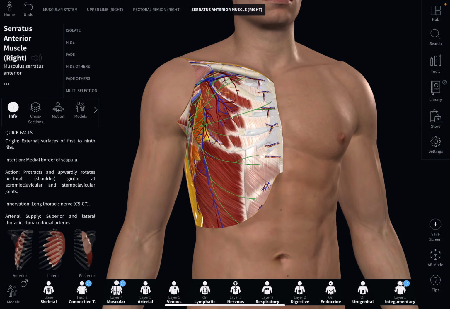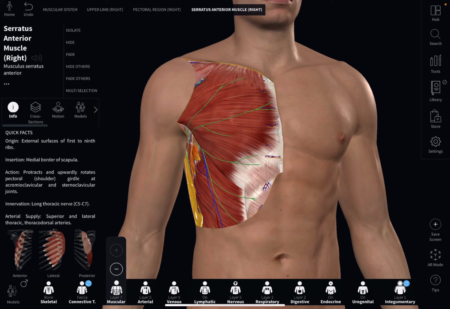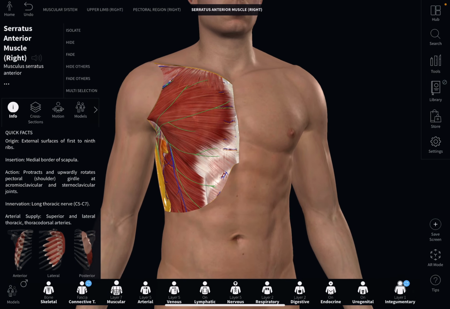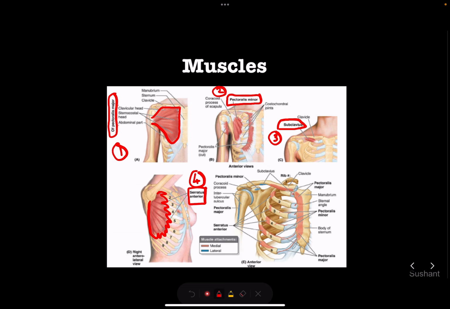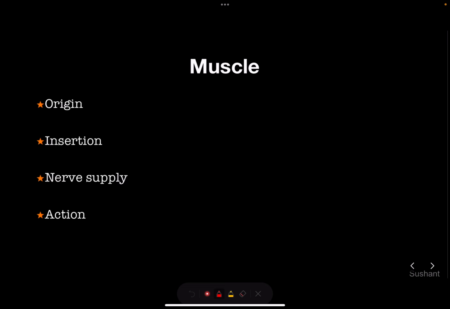Right. Now we will do one thing. We will look at each muscle, layer by layer, and that will help us understand the attachments of all the muscles in the pectoral region. So under what headings will we discuss any muscle? We will be discussing the muscle under four headings. That is origin. Origin of a muscle is always important. Insertion of the muscle, nerve supply of the muscle, and action of the muscle. Any muscle you take for that matter should be discussed under these four headings.